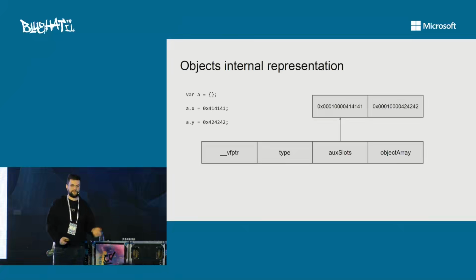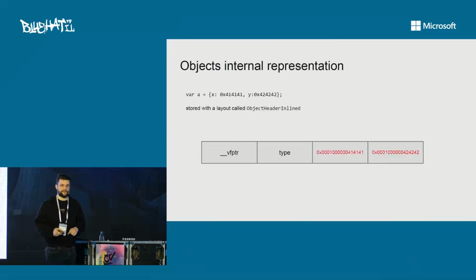You basically have the vtable pointer, the type pointer, which is what I talked about previously, and you have this auxSlots pointer, and if you dereference that pointer, that is where you will find your property values in memory. So it's a pointer to a contiguous memory region where you will only have the property values and not the property names. Here you can see that it points to our properties.